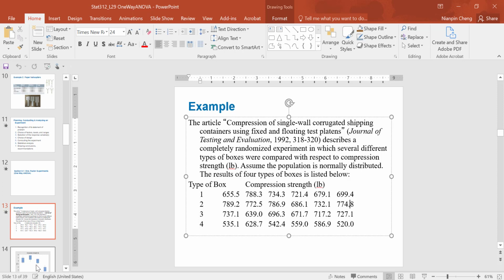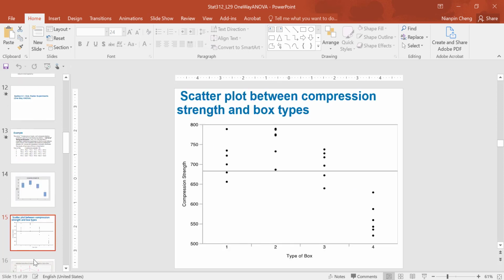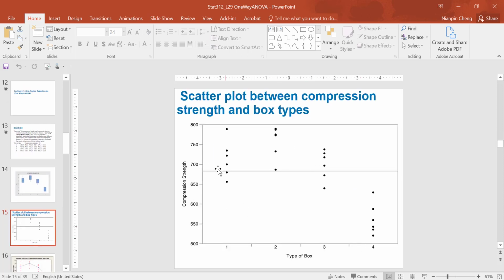If we plot the data, we can plot the box plot for type 1, 2, 3, 4. The graph shows that for type 4, the strength is lower than the other 3. In order to have a better understanding, is it true that at least one is different from the others with regard to the mean? We also can plot a scatter plot for type 1, 2, 3, 4.